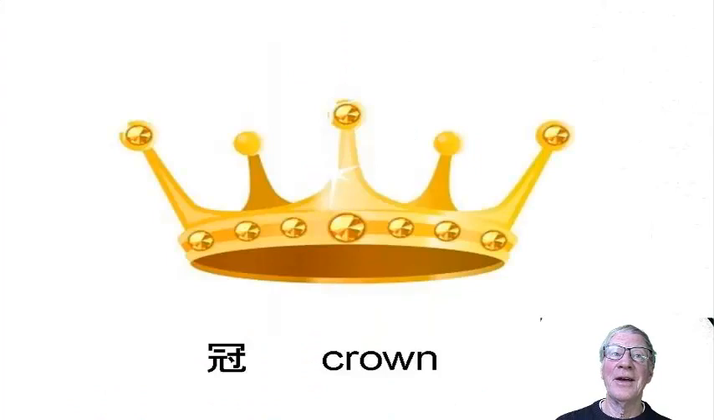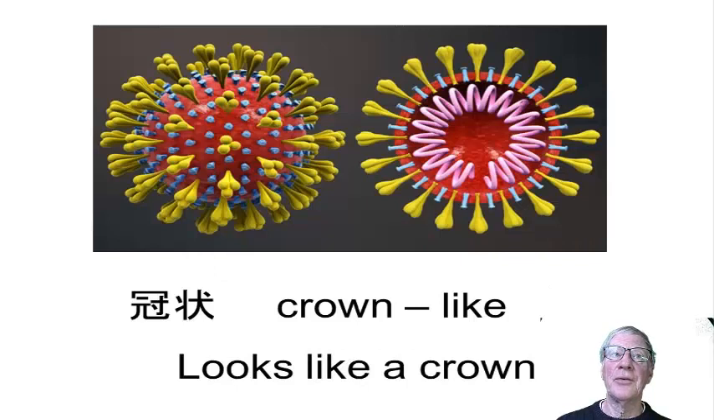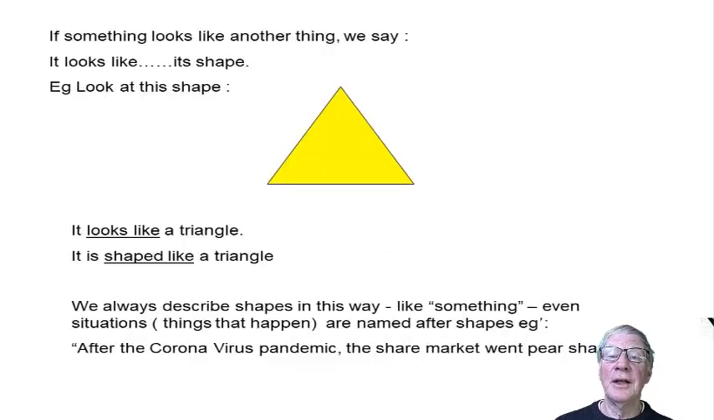So this crown is the big issue, the big thing at the moment. And the crown-like virus, Guanzhuang Bingdu, is the crown-like virus. It looks like a crown. So our English today is in 3 sections, and this is part 1.